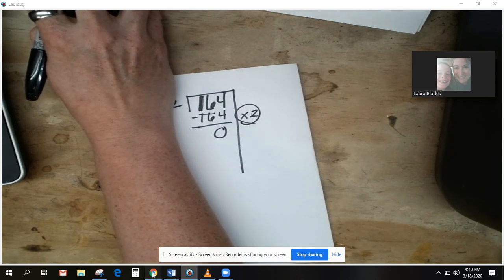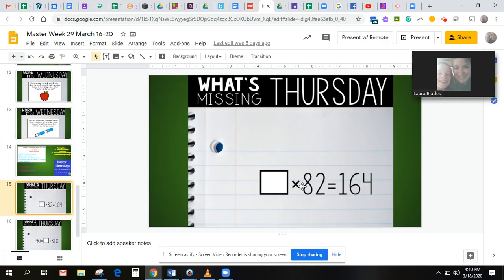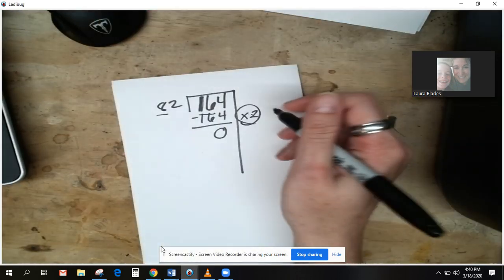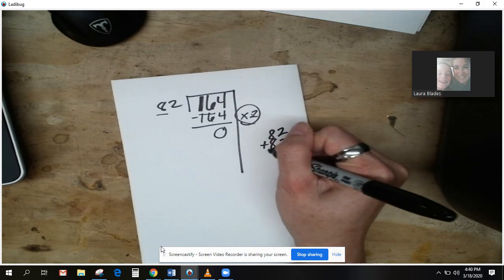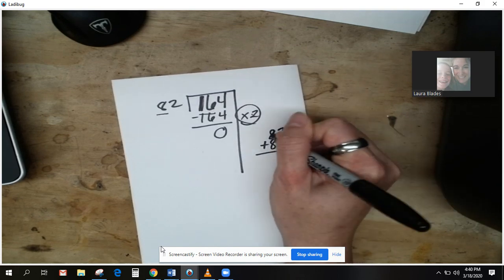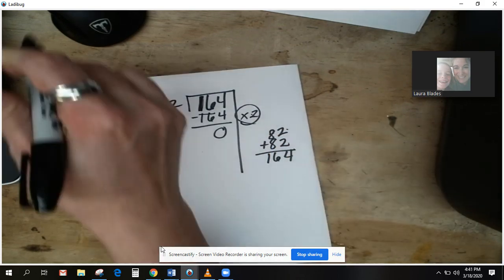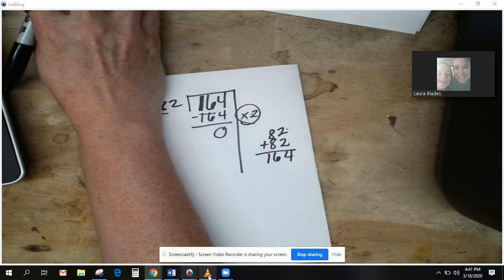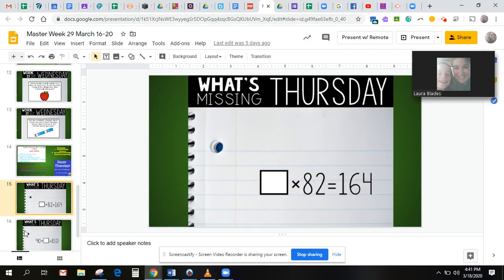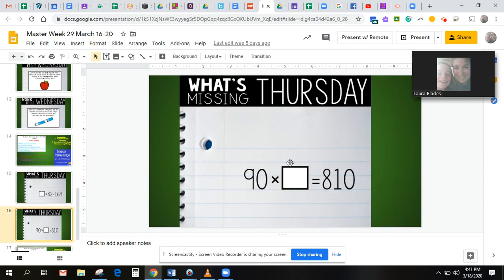So looking back at our problem, two groups of 82 would equal 164. If you need something more concrete to prove that, then you could take your 82 plus your 82. 2 plus 2 is 4, and 8 plus 8 is 16. So 164.